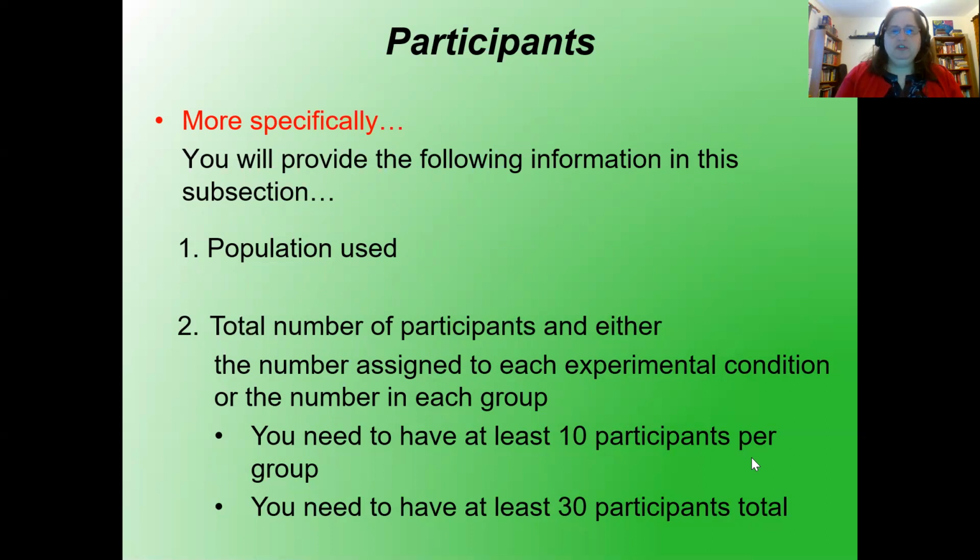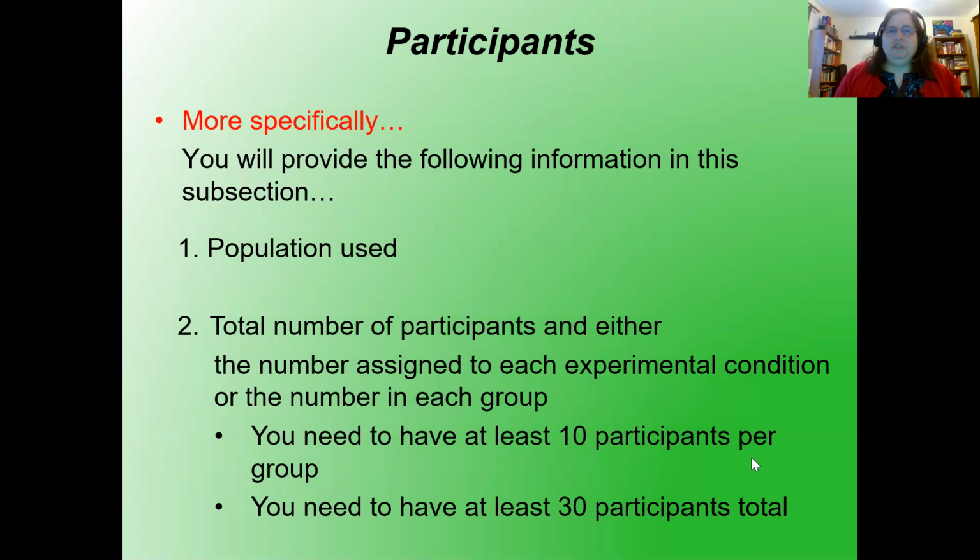Next, you want to describe the total number of participants and the number assigned to each experimental condition, or the number in each group. So I'm going to tell you that the minimums are you need to have at least 10 participants per group, and you need to have at least 30 participants total. The max is 60 participants total.